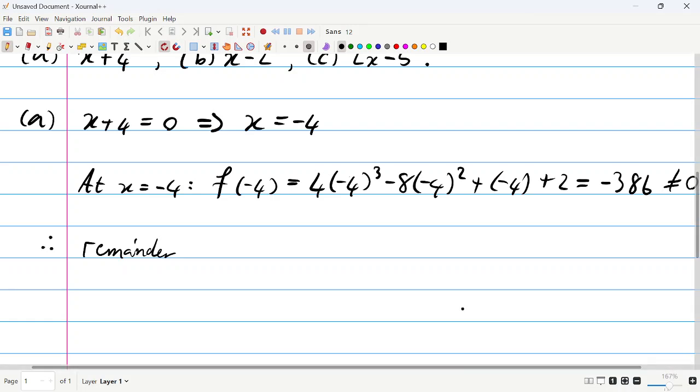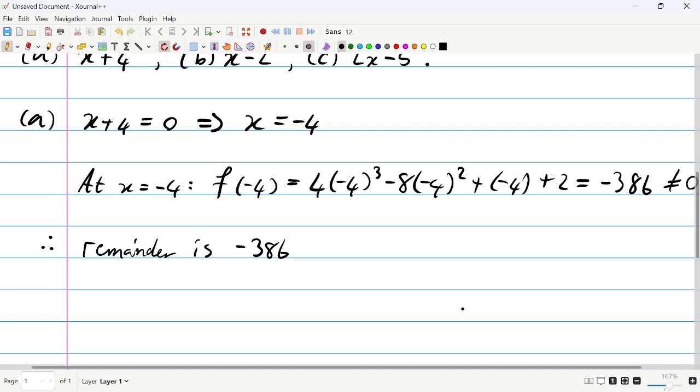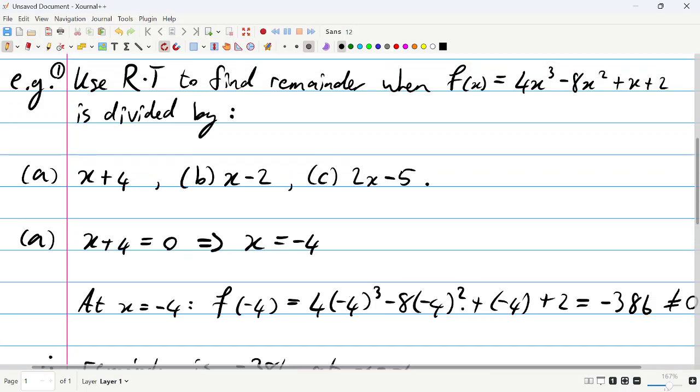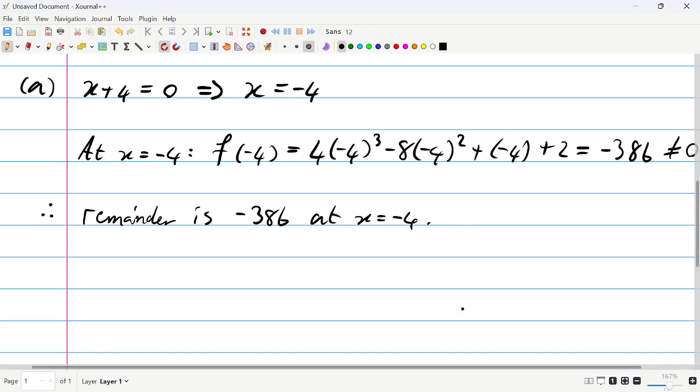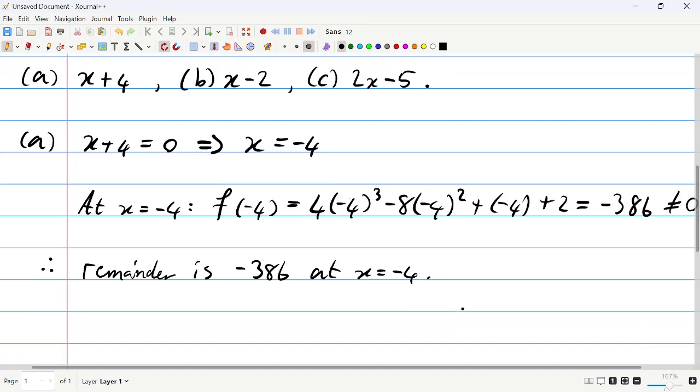So we say therefore the remainder is negative 386 at x equals negative 4. So what do you notice? The question we are answering is we need to find the remainder. And the remainder is negative 386 at x equals negative 4, which is the root, or when we divide by x plus 4 for the function. This is just a method that we use.